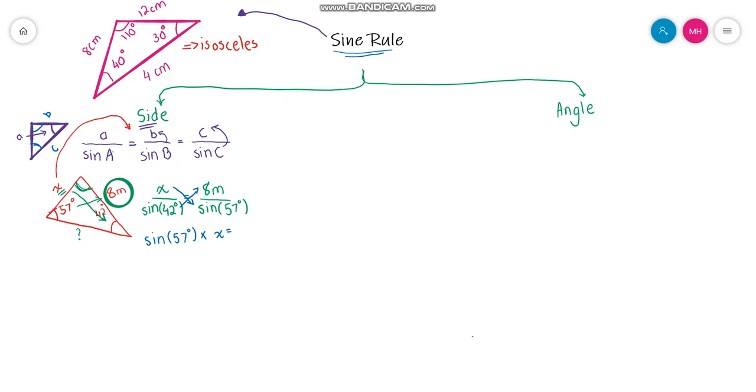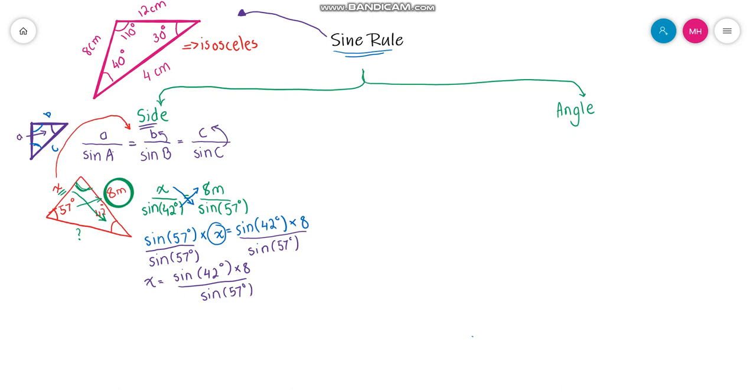Okay, anyway, so therefore sine of 42 multiplied by 8. Now what we're going to do is we need to make x the subject, or isolate x. So we're going to divide both sides by sine of 57, and therefore when we do that, we now know what x is equal to. However, we now need to calculate. So we get x is equal to sine of 42 multiplied by 8 over sine of 57.